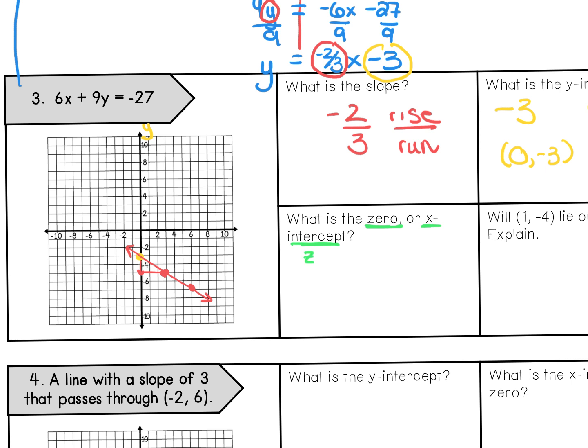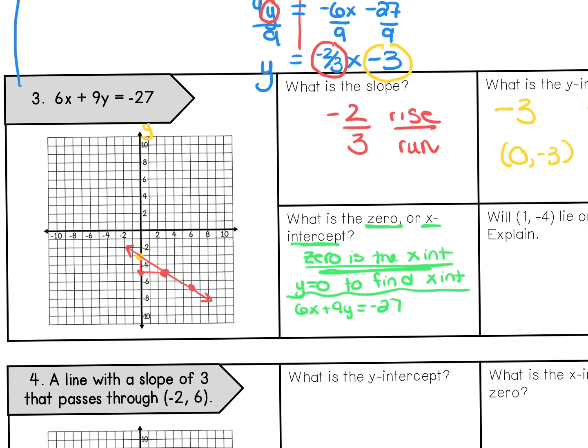If I want to find the zero, which is the same thing as the x-intercept, make sure you know those. Zero is the x-intercept. Remember, we let y equal 0 to find the x-intercept. So if I want to do that, my equation was 6x plus 9y equals negative 27.